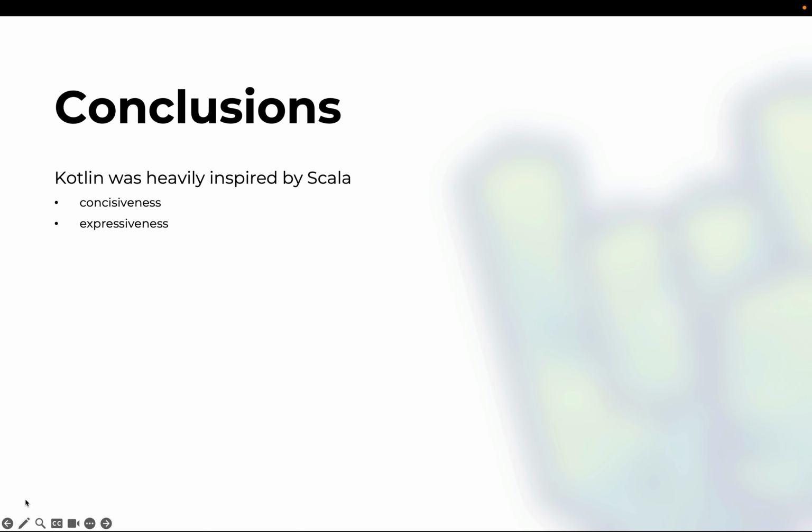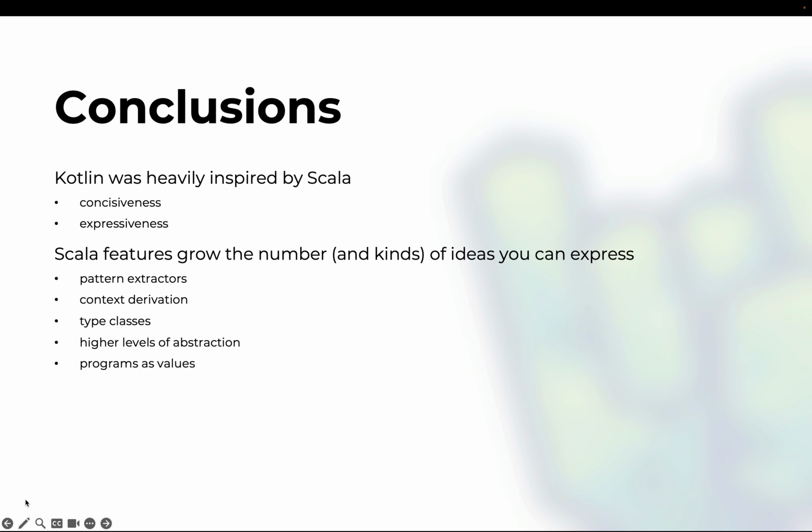So to sum up, Kotlin was super inspired by Scala to have this conciseness and the expressiveness granted by the Scala structure and the Scala mental models, with better compile times. Also, Scala caught up on those compile times with the recent addition of Scala 3. However, Scala still has an advantage over Kotlin in the number and kinds of ideas you can express, including pattern extractors, which can simplify your code, context derivation and synthesis, type classes, higher levels of abstraction, and programs as values with the prevalence of effect libraries like Cats Effect and ZIO, and much more.